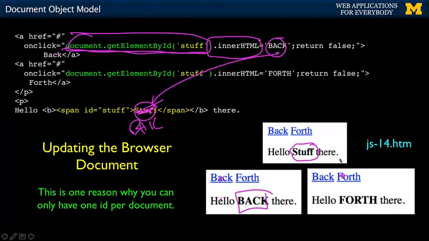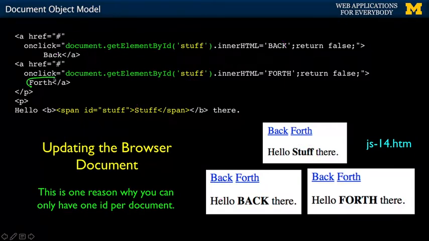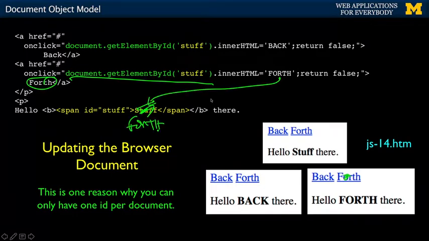And if I click forth, this forth, then that goes and grabs this same thing, and then the inner HTML is changed to forth. So that wipes that out, forth, and it looks like that. So you can go back, forth, back, forth, and this stuff is just changing. And this is just really simple, basic browser interactivity.